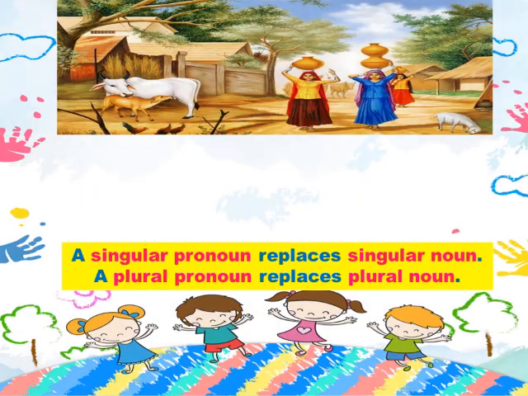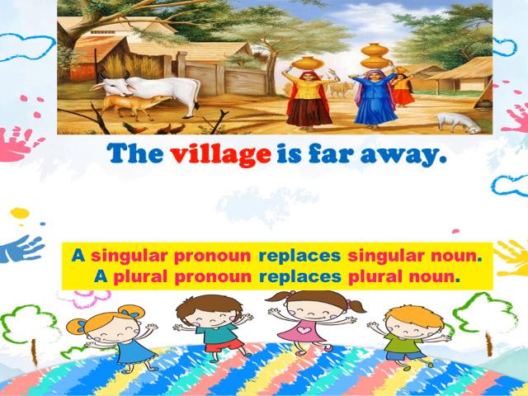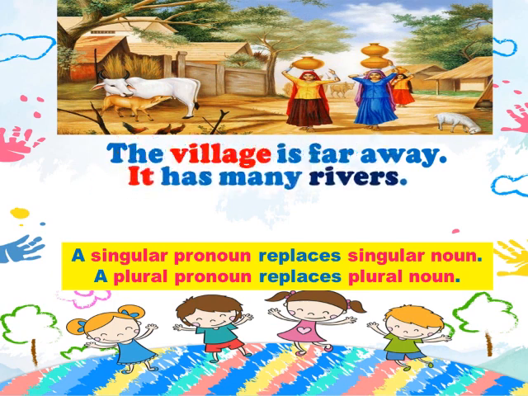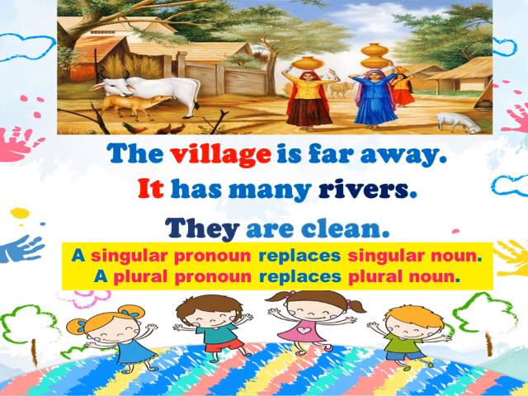In the same way, a singular pronoun replaces a singular noun and a plural pronoun replaces a plural noun. For example, the village is far away. It has many rivers. They are clean. In this example, village is replaced by a pronoun it, and rivers are replaced by a plural pronoun they.